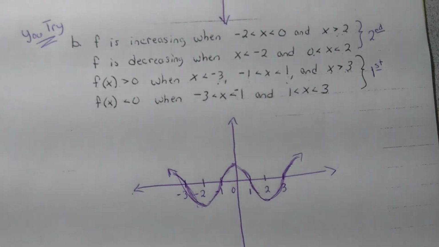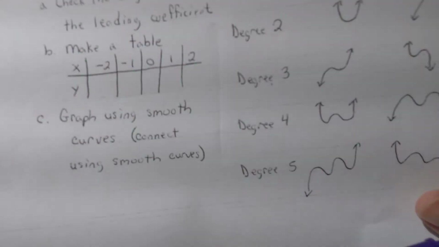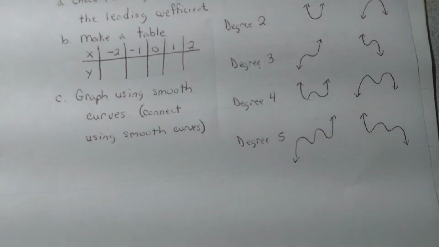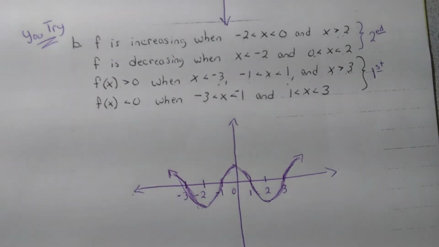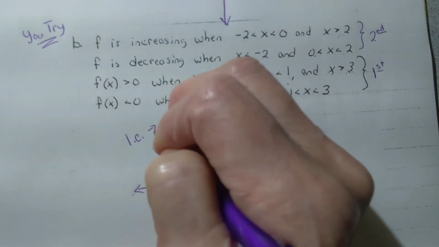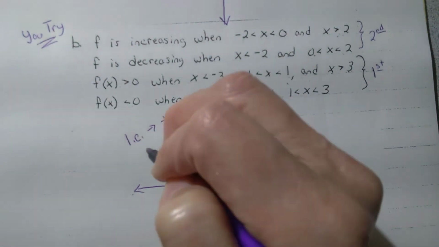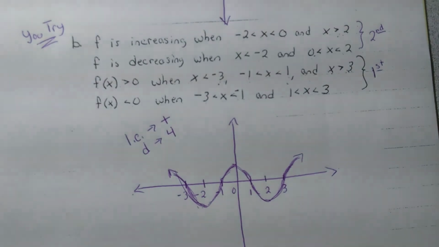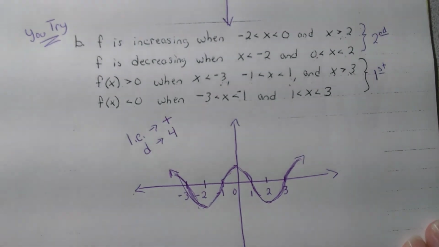All right, pulling out our reference guide here, we can see we just drew a positive 4th degree. So leading coefficient is positive, and our degree is 4. Please check that with what you did. Make sure that you're fine.